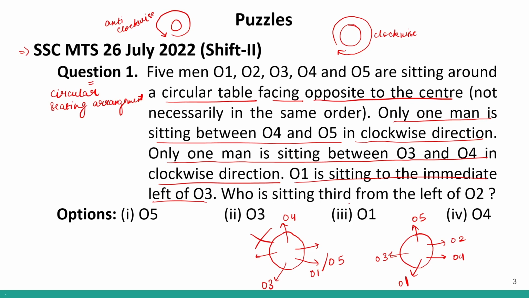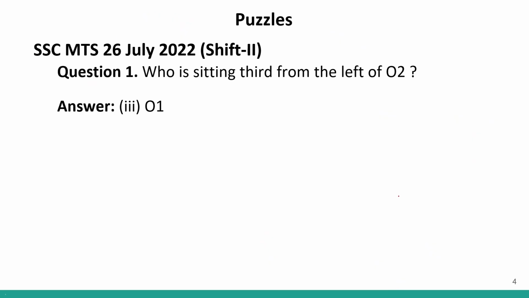We have to answer who is sitting third from the left of O2. So O2 is over here. Third from the left will be 1, 2, 3. Third from the left of O2 will be O1. My answer will be option number 3, O1. Clear?